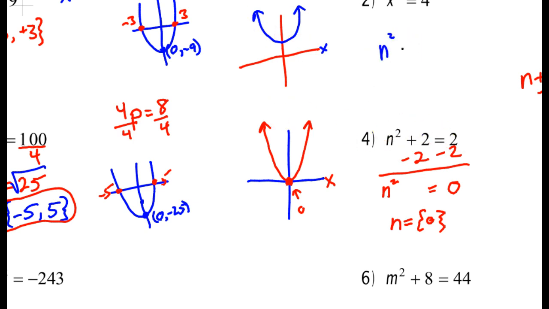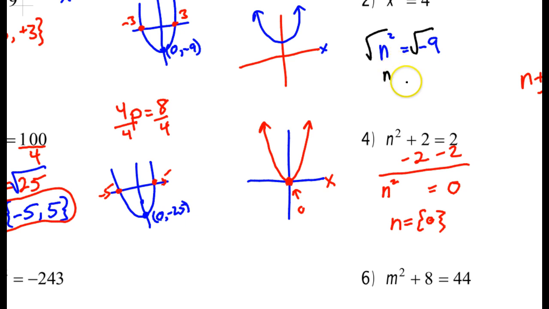What if it was like n squared equals -9? What happens when you try to take the square root of both sides? Right? What times itself equals -9? 3 times 3 is +9. That doesn't work. -3 times -3, that's +9. It has to be the same number.